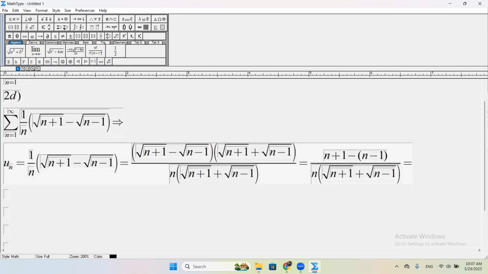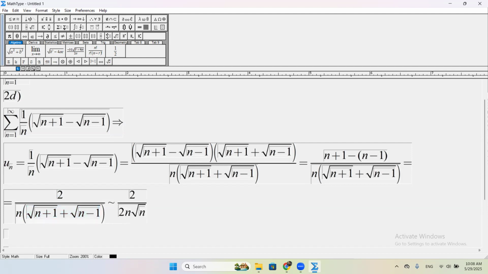So continuing simplifying it, here I will receive 2 over this expression. So n is eliminated, but 1 is not. And when n approaches infinity, this expression will be equivalent to 2 square roots of n. So 1 over n square root of n.